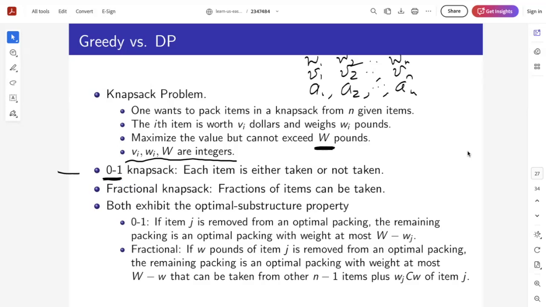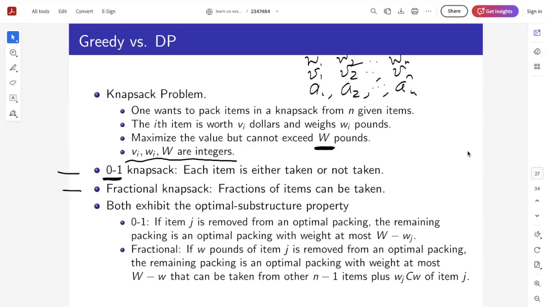And we have a different version of the knapsack problem that is called fractional knapsack, which means that some items can be further divided into smaller portions, meaning fractions of items can be taken as long as there is room in the knapsack. So both of the problems are maximization problems, and both exhibit the optimal substructure property.